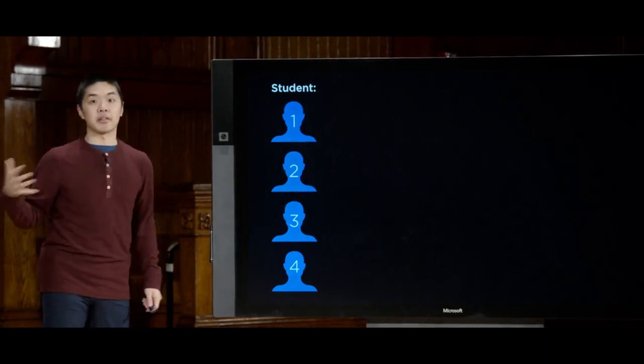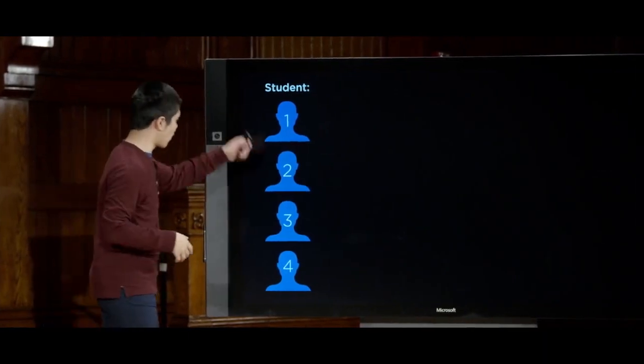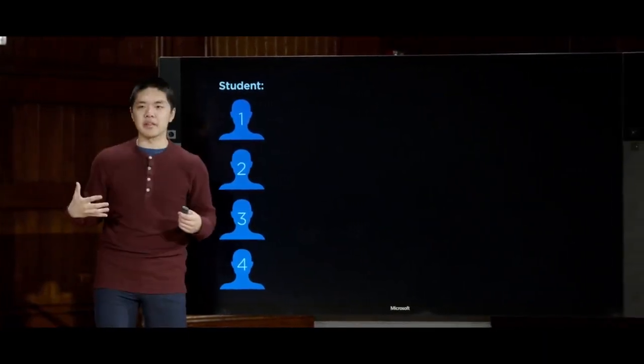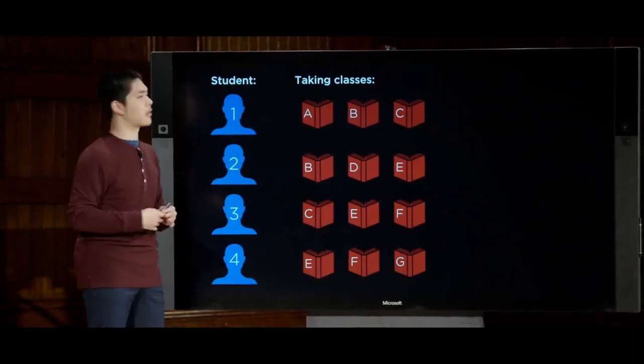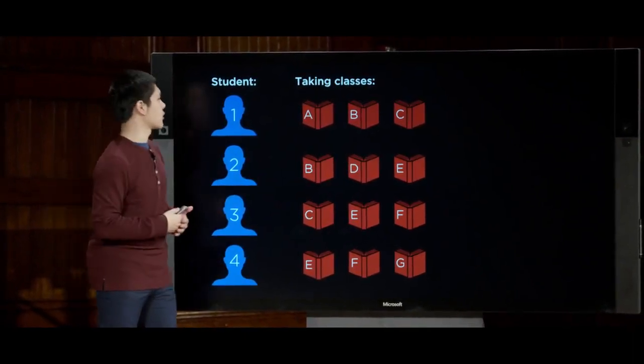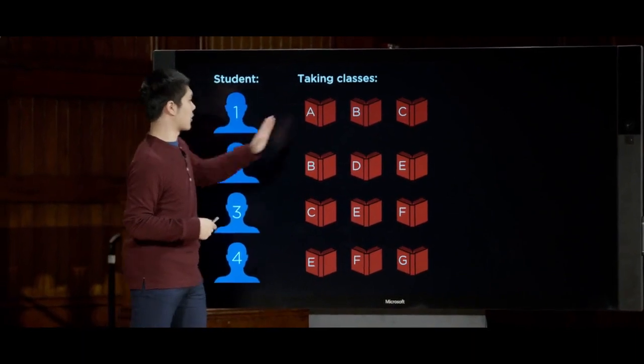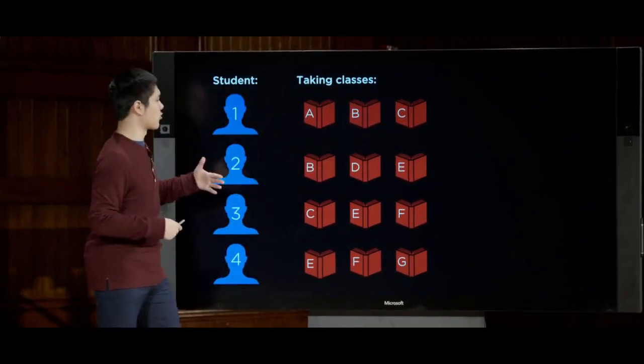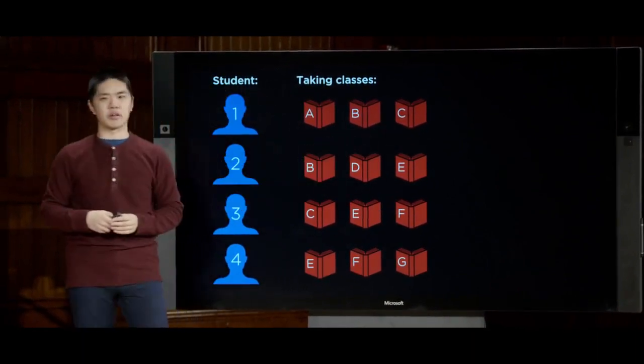So let's take a look at a real-world example, for example. Let's look at exam scheduling. That I have 4 students here, students 1, 2, 3, and 4. Each of them is taking some number of different classes. Classes here are going to be represented by letters. So student 1 is enrolled in courses A, B, and C. Student 2 is enrolled in courses B, D, and E, so on and so forth.